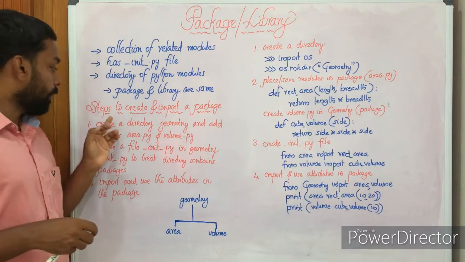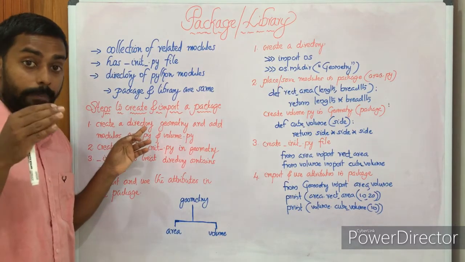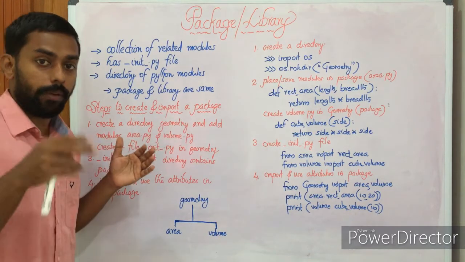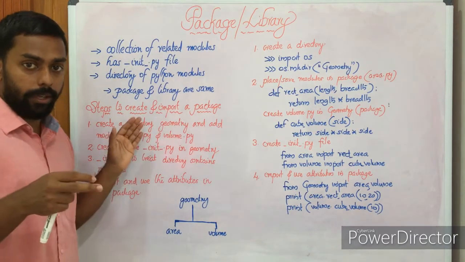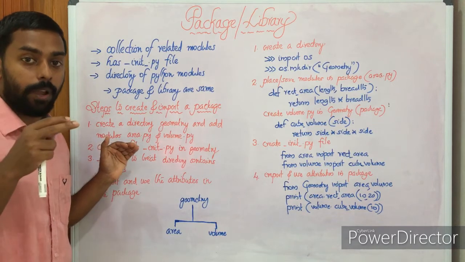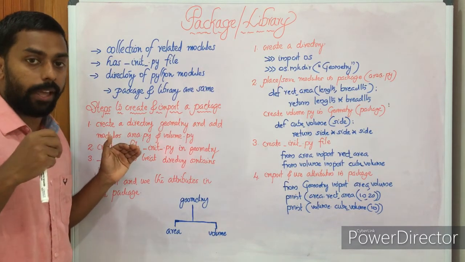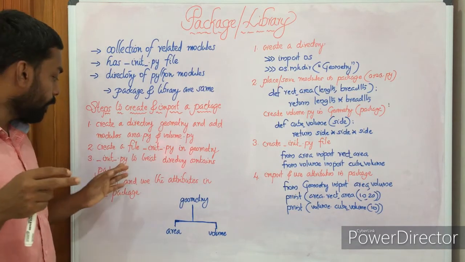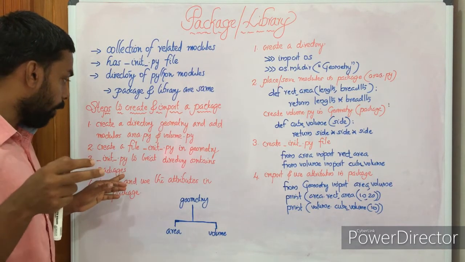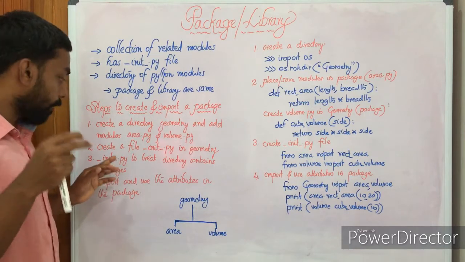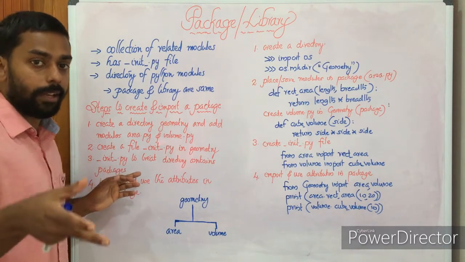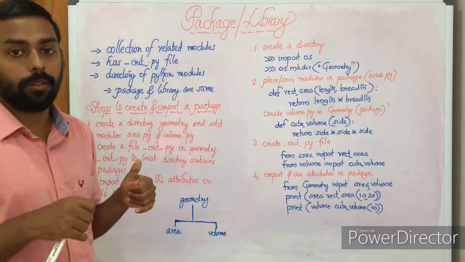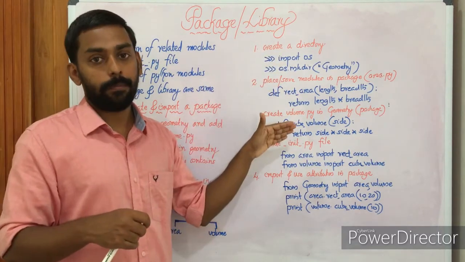The first step: create a package or directory called geometry and add all the modules. Here we have only two modules, area and volume. Then create an init.py file in the directory, which is added in geometry, which is used to treat it as a package. Then import and make use of all the attributes in the package. Here you can see the steps, the implementation.